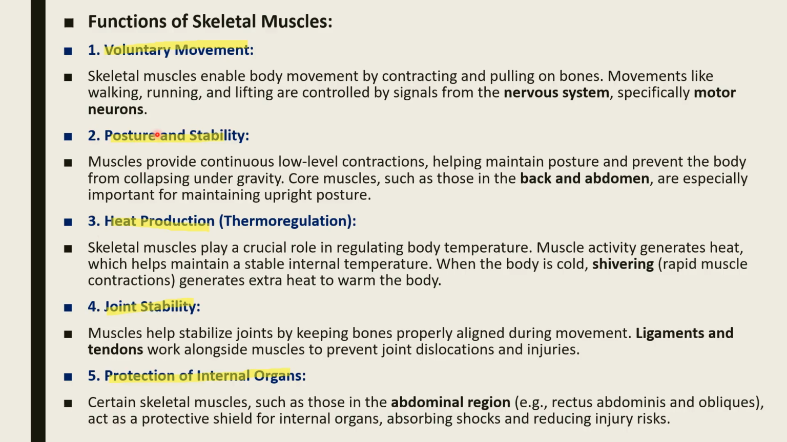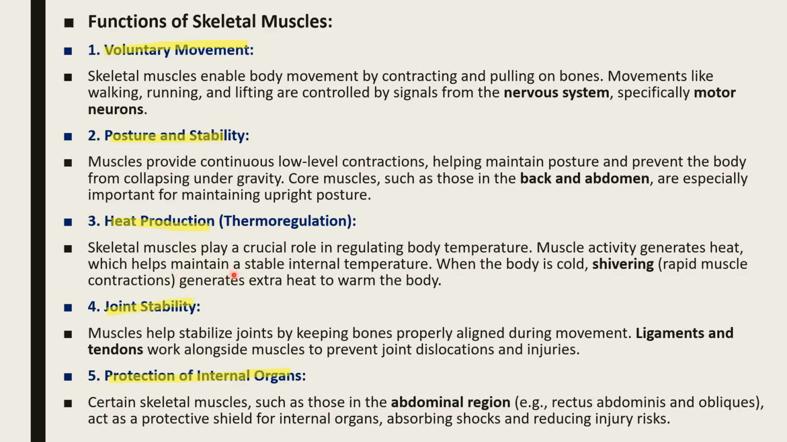Voluntary movement. Skeletal muscles enable body movement by contracting and pulling on bones. Movements like walking, running, and lifting are controlled by signals from the nervous system, specifically motor neurons. Posture and stability. Muscles provide continuous low-level contraction, helping maintain posture and prevent the body from collapsing under gravity. Core muscles, such as those in the back and abdomen, are especially important for maintaining upright posture.